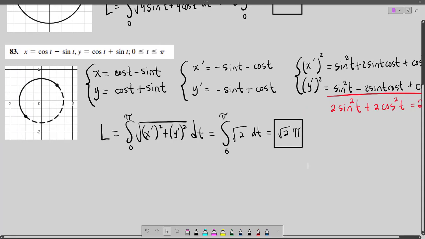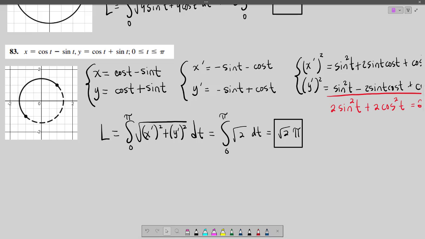So if this was a circle of radius 2, to find the circumference we would do 2 pi r. The radius appears to be 2 here, if this is really a circle. And what's 2 pi r then? 2 pi times 2 is 4 pi, divided by 2 is 2 pi. That's not square root of 2 times pi.